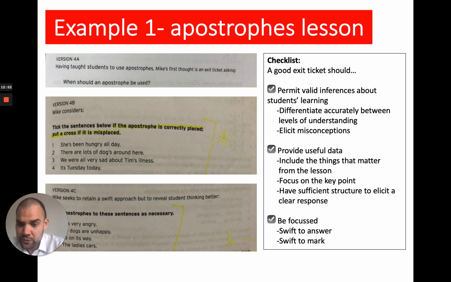So again, it's very swift to answer, swift to mark. It's very well designed, and it also has a higher demand in terms of thinking, because students have really got to think quite hard about whether an apostrophe should be included or not. Sorry, that's a bit obscured. If you go to the video link description with the how-to videos there, these example exit tickets can be found in there.